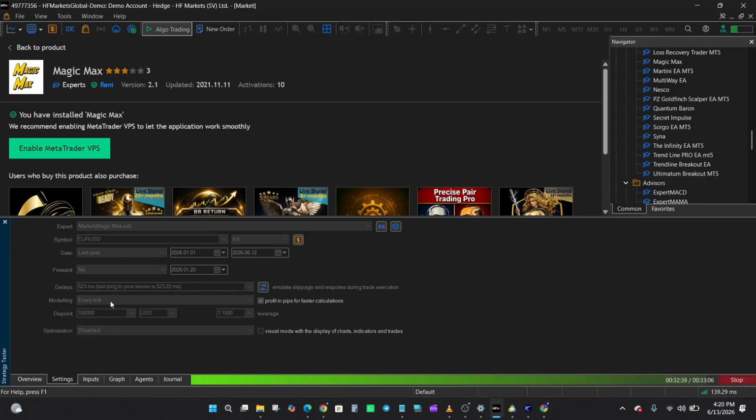And of course, I'm using the every tick modeling for a level of accuracy. As I review the historical backtest results, the focus here is on how Magic Max EA behaved over the testing period using its supply and demand framework. Since this is a zone-based system, I'm paying attention to how price reacts around historical support and resistance areas and how the EA manages entries and exits around those levels.